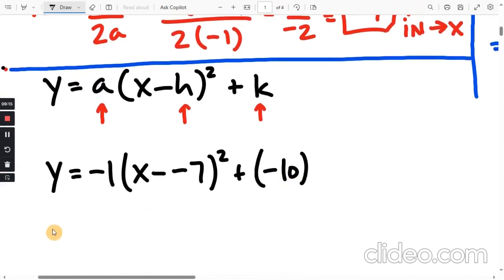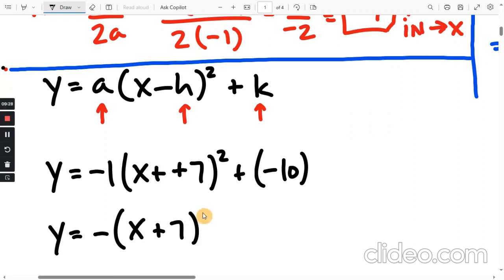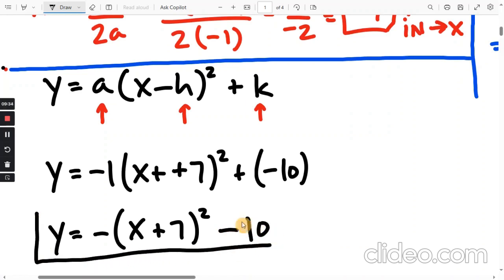And cleaning this up, we have y equals negative 1. You can just write the negative sign. That's the same thing. Two negatives here make it positive, so this is going to be x plus 7 squared. And plus negative 10 is the same as minus 10. So that is your final answer.